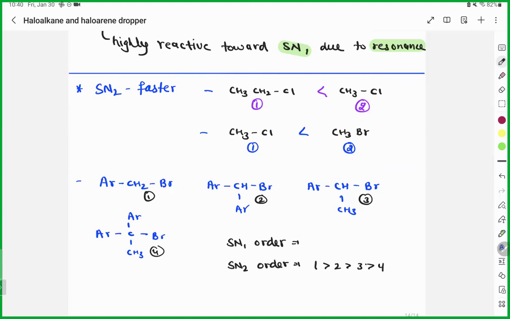So what is your sequence? 4, 3, 2, 1, sir. I mean, not 4, sir. I don't know about 4, but 3, 2, 1, that much I know. Can I write like this? 4, 2, 3, 1 is what I think, sir, because of its bulky nature, it is willing to give more stability. That's why.